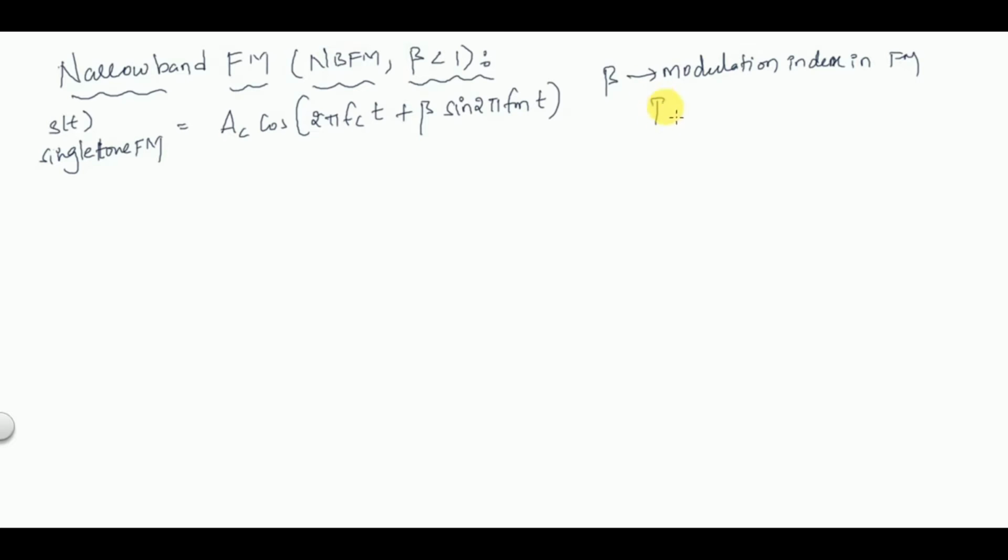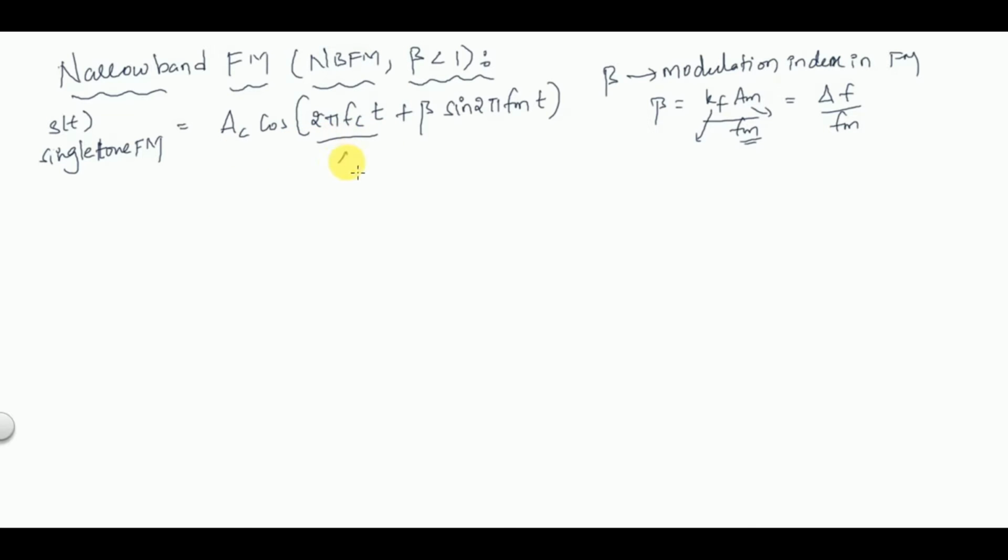Given by the formula beta is equal to kf into Am by fm, which is equal to delta f by fm, where fm represents the frequency of the message, Am represents the amplitude of the message, and kf represents the frequency sensitivity of the modulator. Okay, so all this you have to remember.